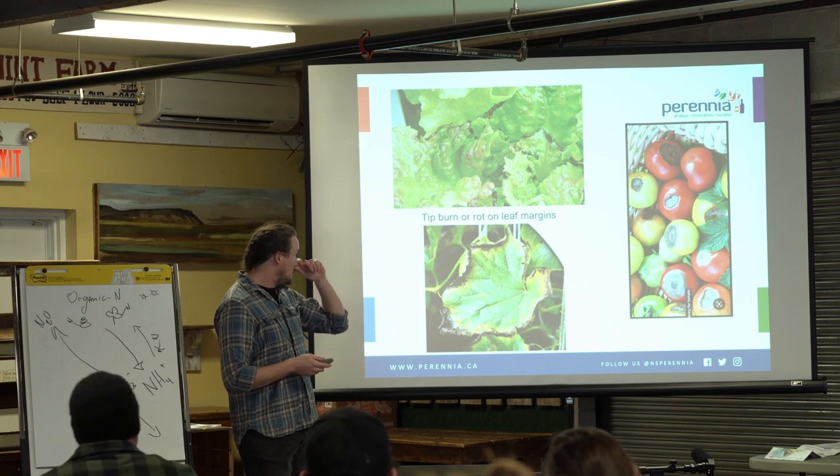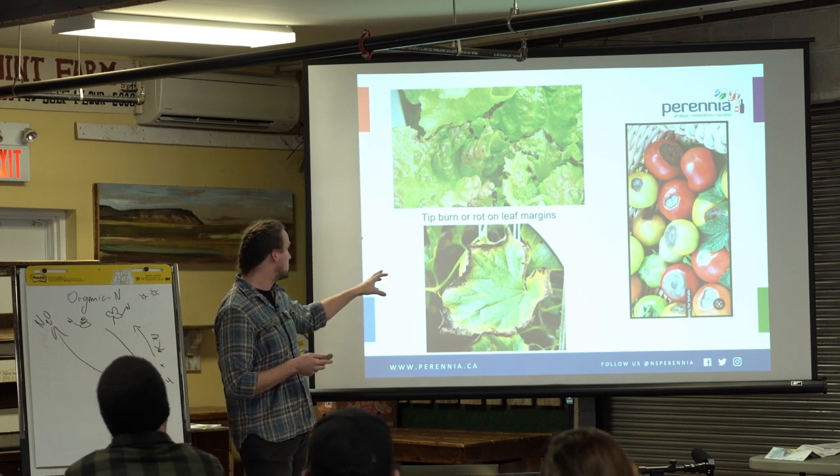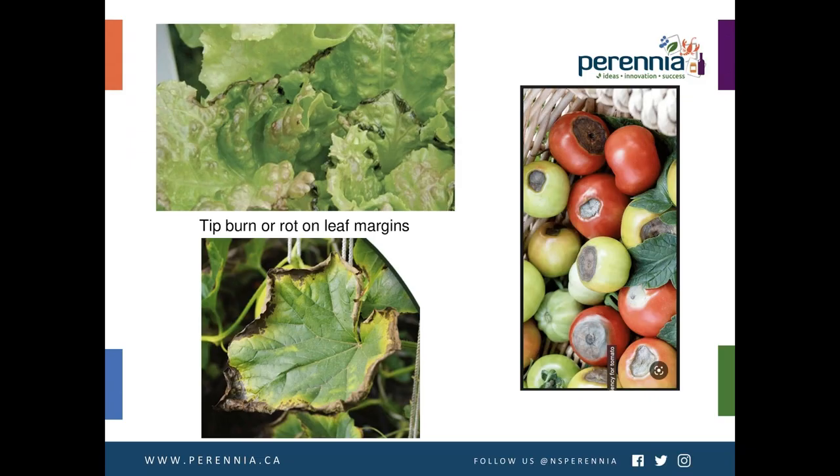So generally you don't see too many calcium deficiencies on leaves. If you do, it looks like a kind of rot on the margins of the leaf. But I'm sure everyone's familiar with blossom end rot of tomatoes. It'll affect cucurbits and other solanaceous crops too.